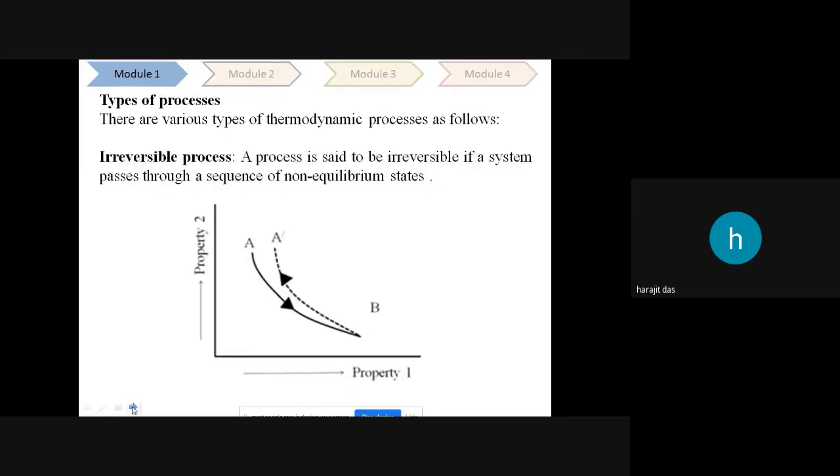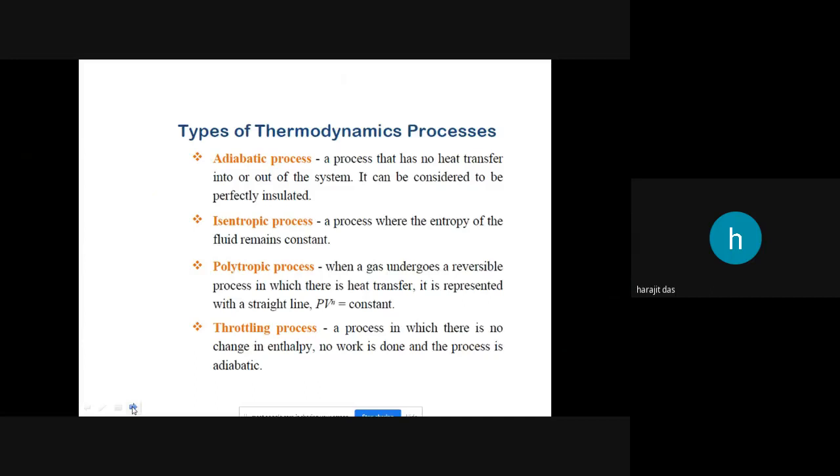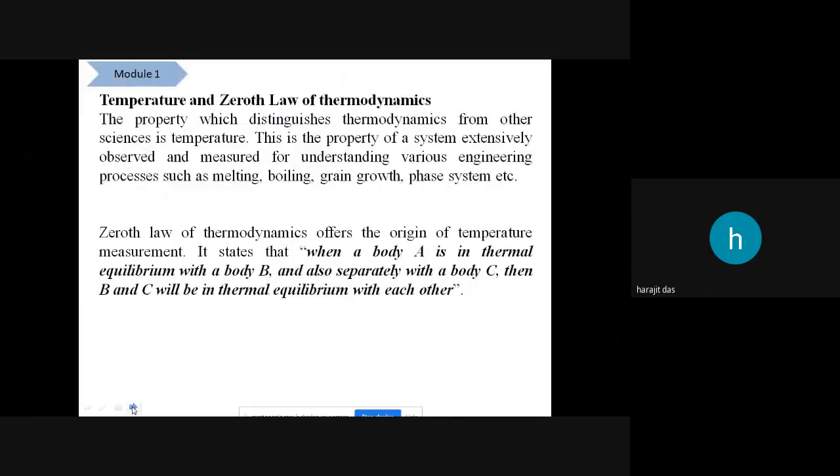So in this lecture we will study one important topic, that is temperature. After studying thermal equilibrium and the zeroth law, we can conclude about a very important parameter, that is temperature. The thermal equilibrium state can be defined by a parameter, which is sensed or defined by the temperature scale.